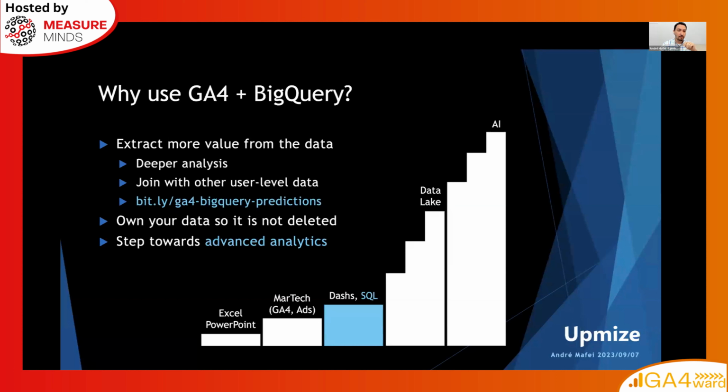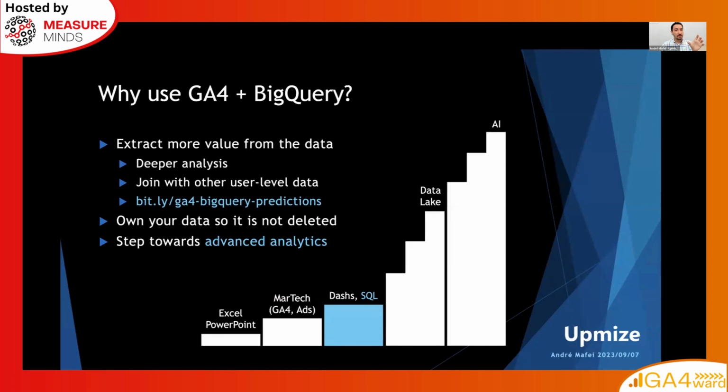You can check a new checkbox there, and you also export the predictions of likelihood to purchase in the next 7 days, likelihood to churn, not visit the site in the next 7 days, down to user level, and the revenue expected for the next 28 days.